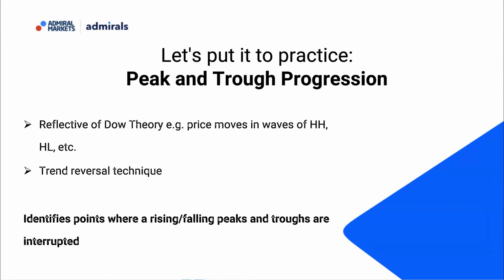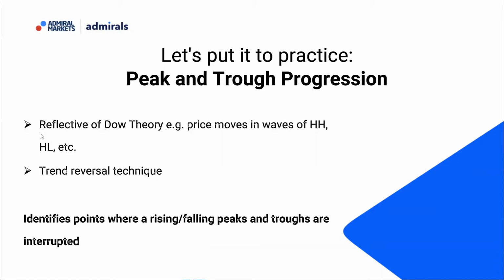Now, peak and trough progression, generally speaking, is a trend reversal technique. It helps us with, again, going back to the definition of technical analysis, finding trends as early as possible. We want to use this to identify when a trend structure has broken, trend sequence, for example. So we can see the objective. We're looking to find the points where a rising or falling set of peaks and troughs are interrupted, those higher highs, higher lows.